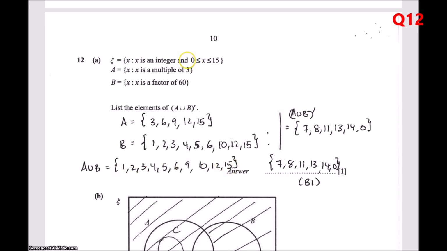So I'm going to read off one by one from 0 to 15. Starting from 0: is it here? 0 is not here. That's why 0 is part of the answer. So 1, 2, 3, 4, 5, 6, 7. 7 and 8 are not here, that's why 7 and 8 are over here. 9, 10, 11. 11 is not here. 12, 13, 14. 13 and 14 are not here. So that's why 14 is the answer. And 15 is here. And that's how I get the answer.